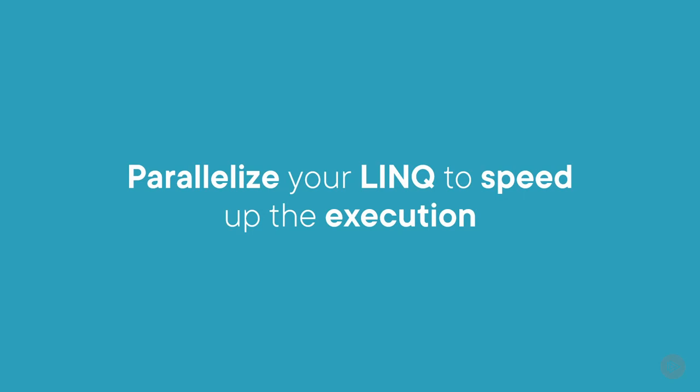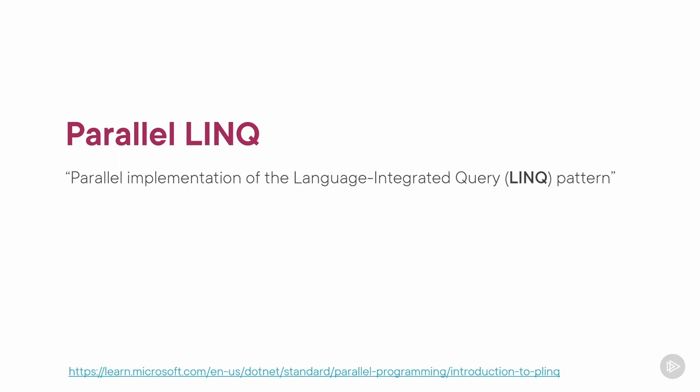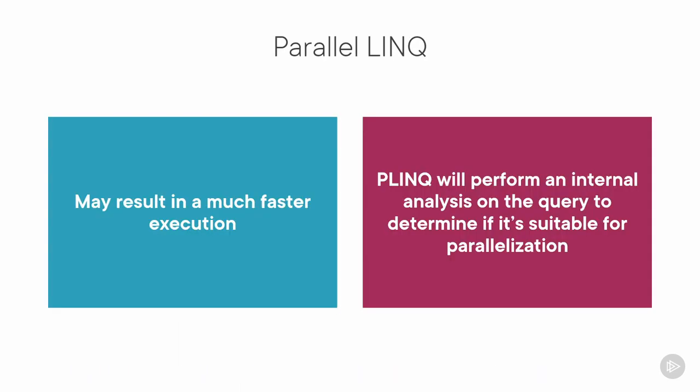Parallel LINQ will work with both the query as well as the method syntax. PLINQ, or parallel LINQ, is a parallel implementation of the language integrated query, meaning that you can take some LINQ code and very easily change that to execute in parallel. Depending on what the query is doing, this may or may not run in parallel. Whether or not it does depends on an internal analysis of that query. A prerequisite, of course, as we've discussed many times now, is that each operation needs to be completely independent.